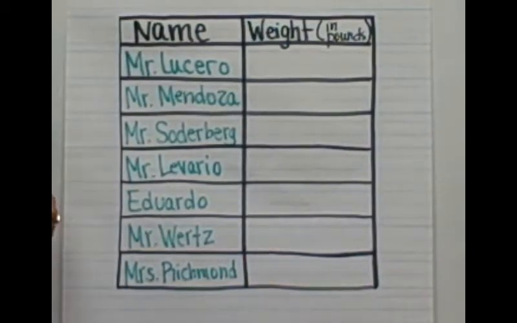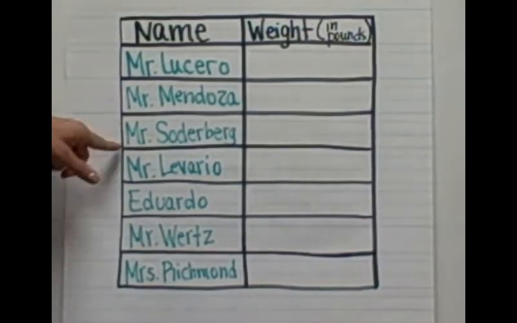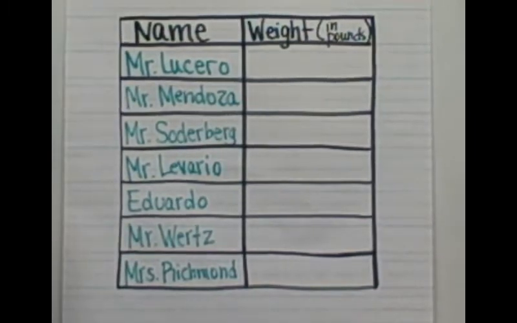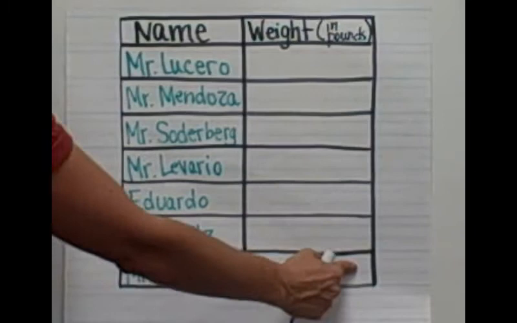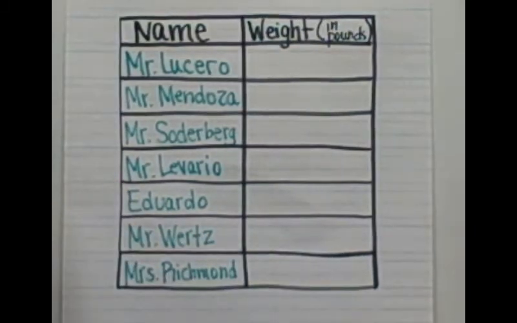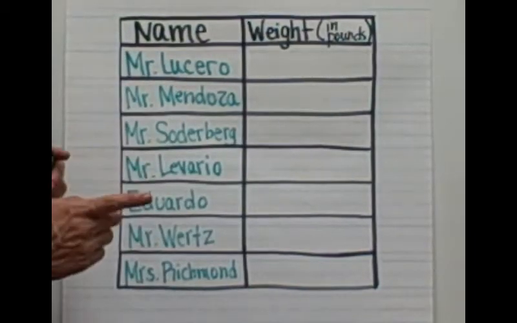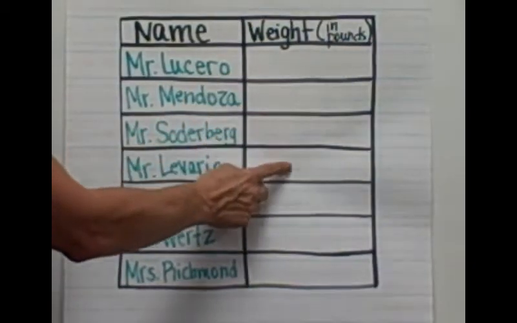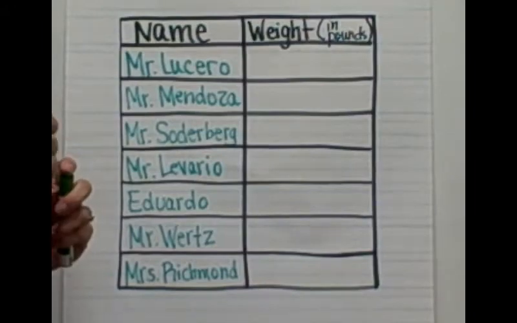Okay, in a minute, as I said, we are going to weigh all 7 of these staff members. They're going to step on a scale, and as I give you their weight in pounds, you're going to log their weight right next to their name, okay? So you're going to need to become a good listener, because once again, as they step on the scale, I will tell you what weight to put right next to their name. Okay? Let's go ahead and get started.